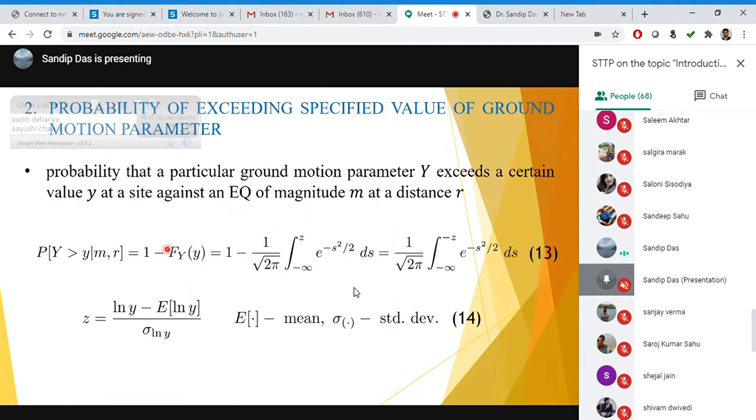So now we are coming almost towards the end, reaching the final products. Here you will see that one by one we are getting close to our final listings. Now this is the probability of exceeding a specified value of ground motion parameter. This is nothing but what you have understood by now from the attenuation law. So the attenuation relationship will give you this left hand side.